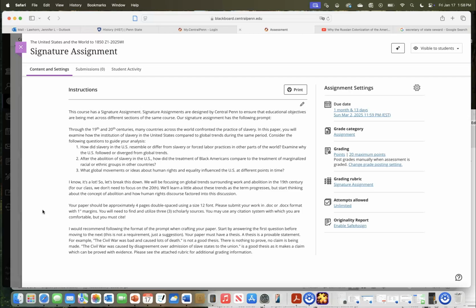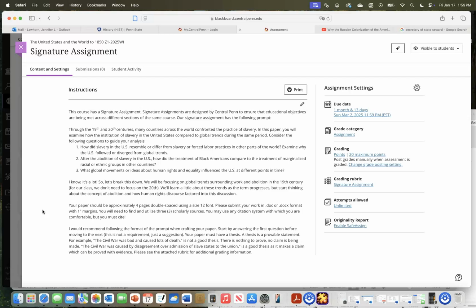So the last thing I have on the actual description of the assignment here is that your paper must have a thesis. A thesis is a provable statement. I have an example down here. No, this cannot be your thesis for this paper because it doesn't make any sense for this paper. It's just an example, okay? So, for example, the Civil War was bad and caused lots of death is not a good thesis. There is nothing to prove. No claim is being made. Bad thesis. A good thesis would be the Civil War was caused by disagreement over admission of slave states to the Union. That's a good thesis because it makes a claim which can be proved with evidence, right? A claim that can be proved with evidence. So that's something we want to make sure that we have included in our paper.